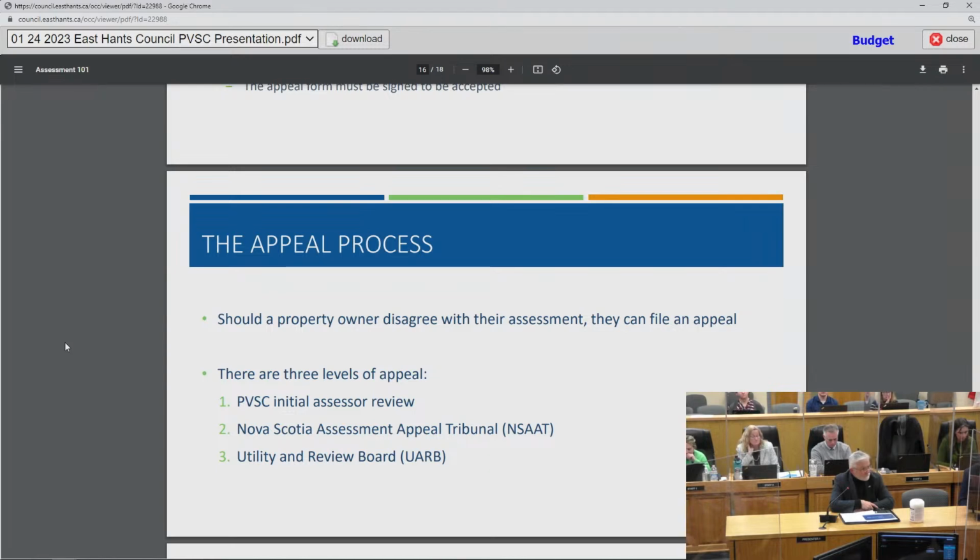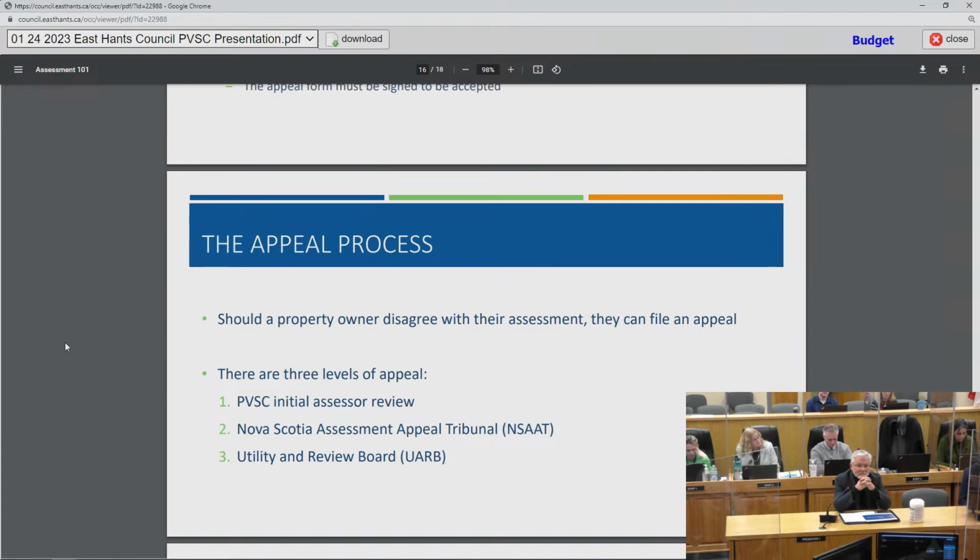When that review is complete, each property owner receives notification by mail. It's either what's called a confirmation notice, which indicates that we are not recommending a change to the assessed value, or it's an amended notice of assessment, which typically, in the vast lion's share of cases, indicates a lower assessed value.